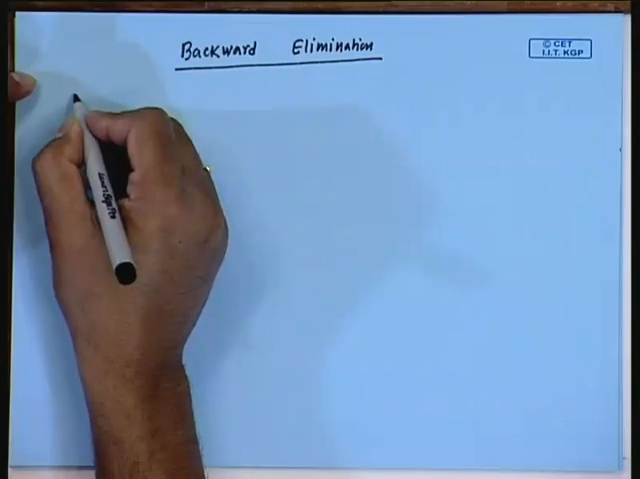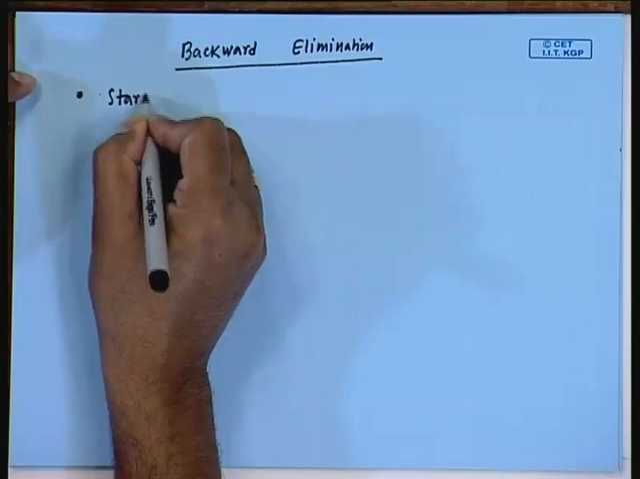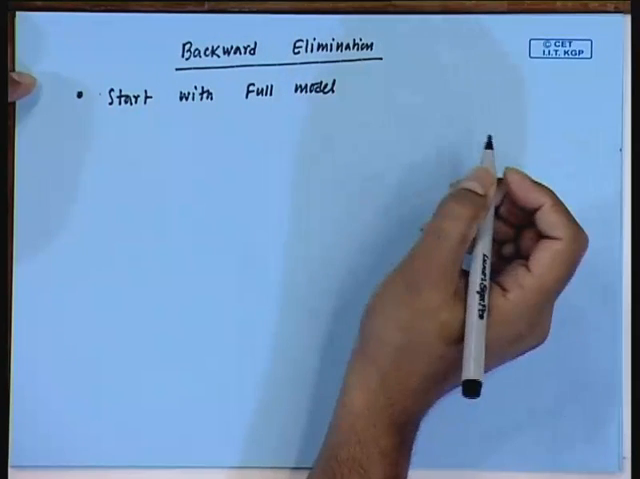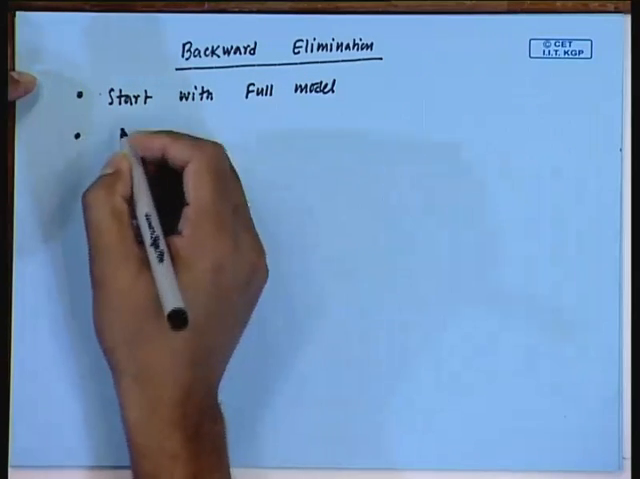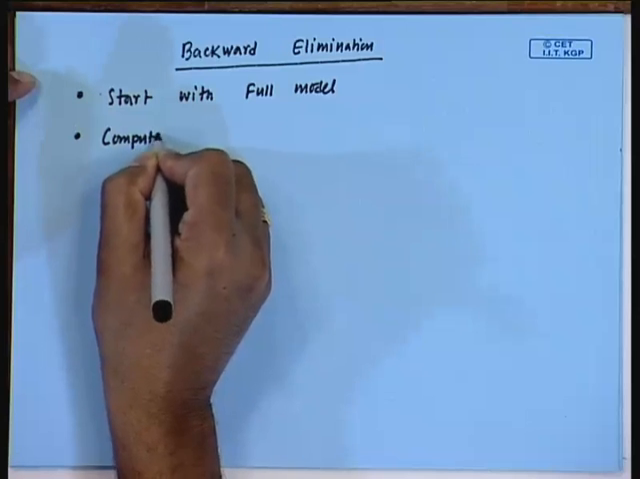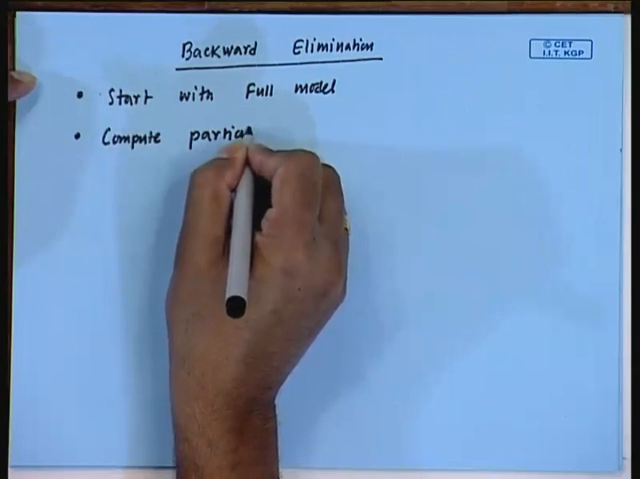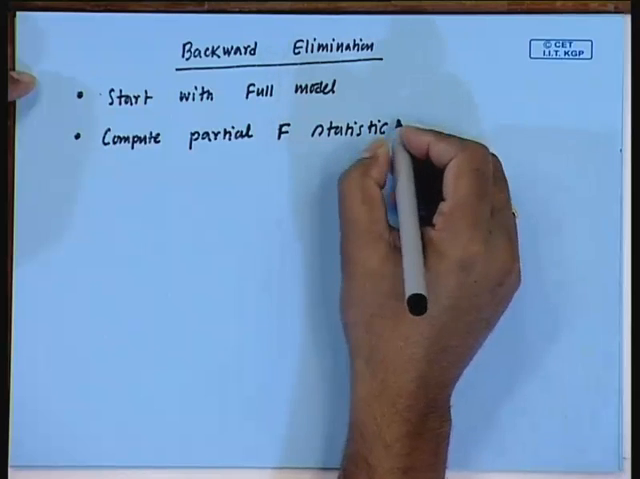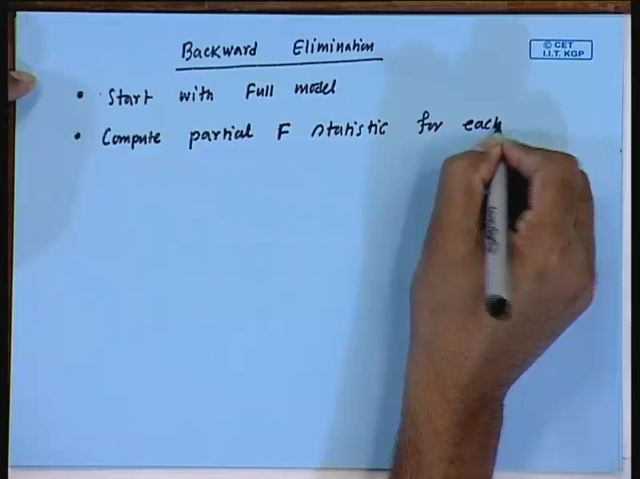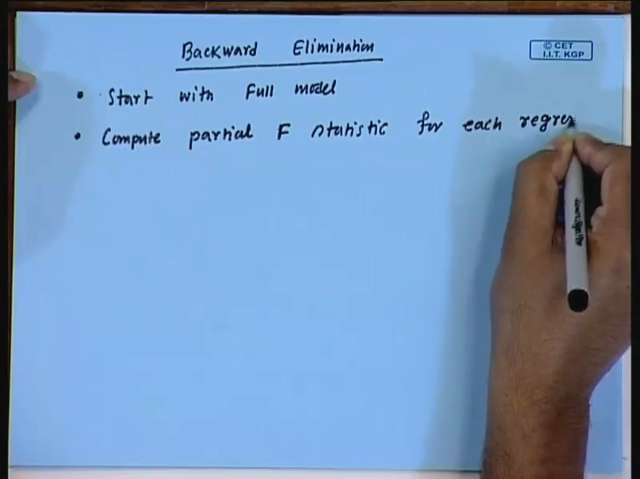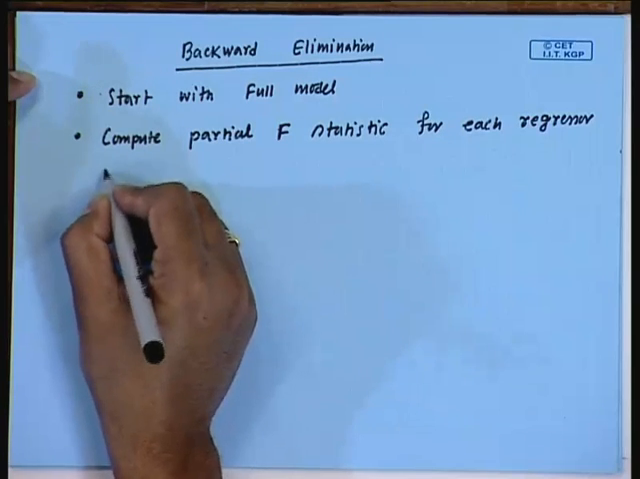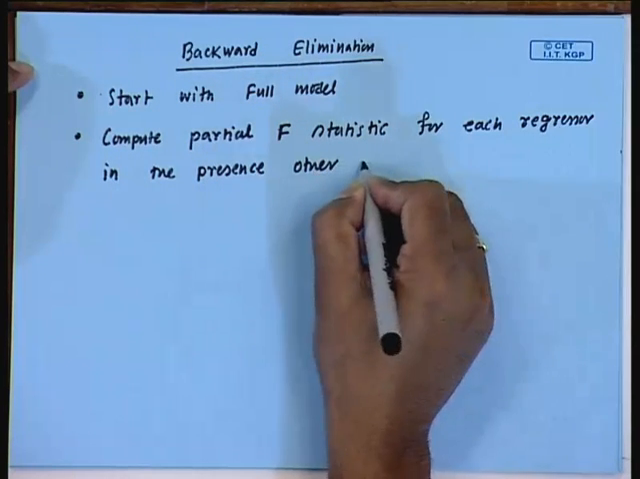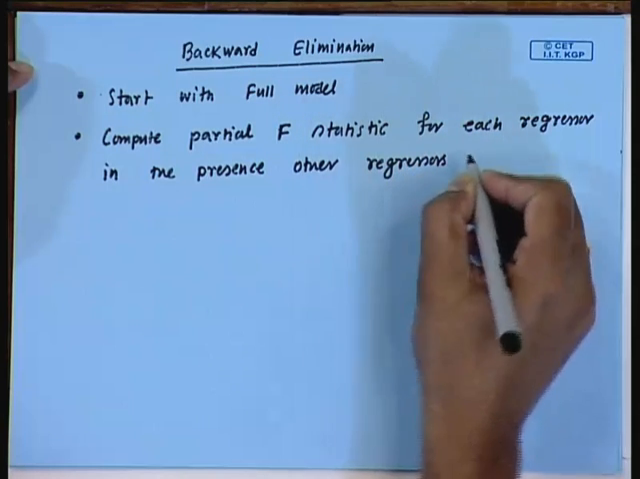So, you start with the full model, and then you compute the partial F statistic for each regressor in the presence of other regressors in the model.